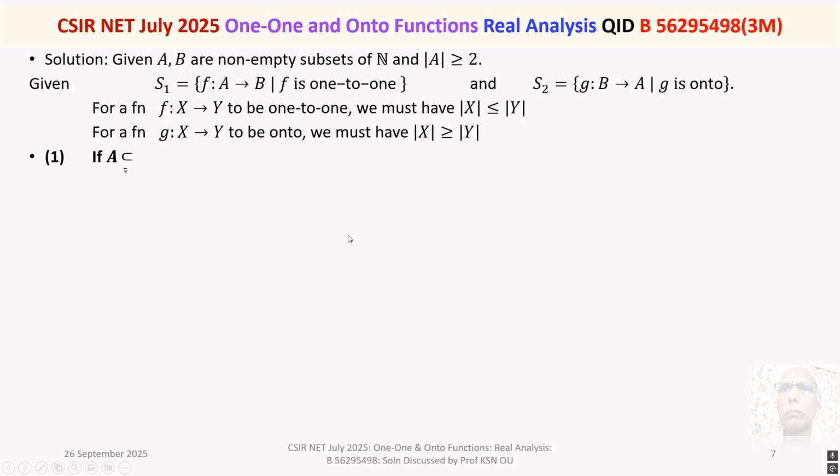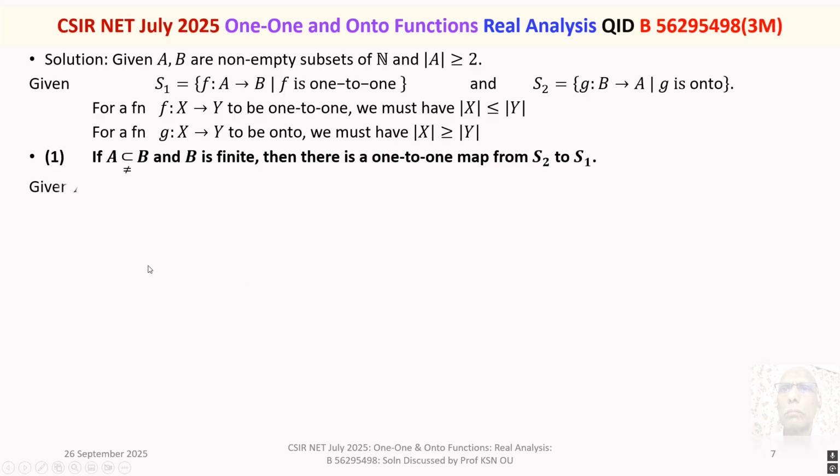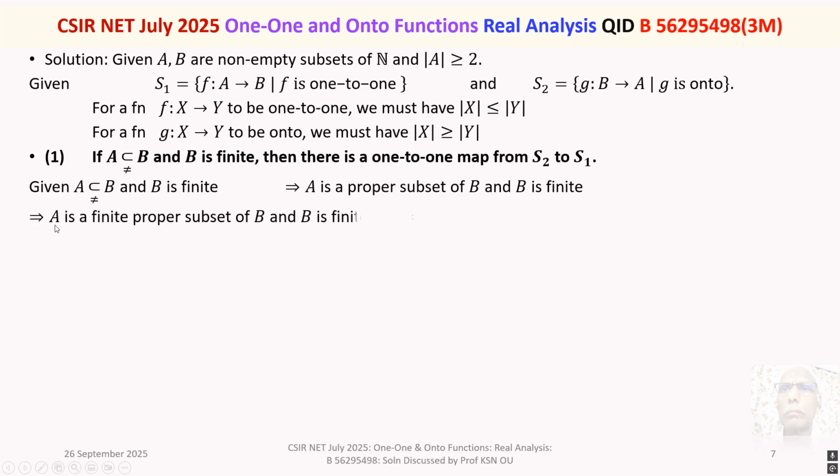Right, this is what we have. Now, we come to option 1. If A is contained in B, A not equal to B, and B is finite, then there is a one-to-one map from S2 to S1. Now, given A is contained in B, A not equal to B, and B is finite, that means A is a proper subset of B and B is finite.